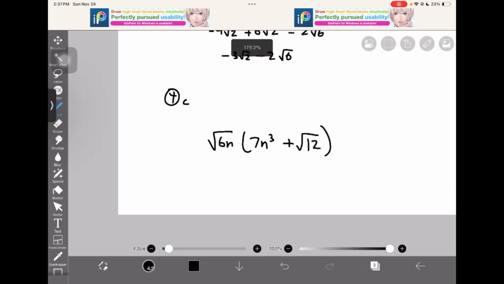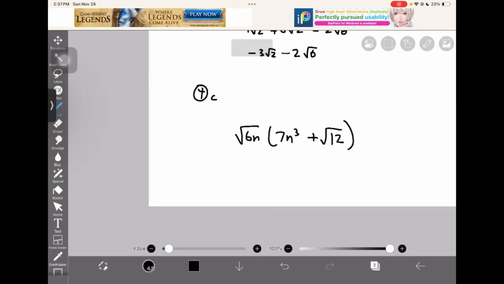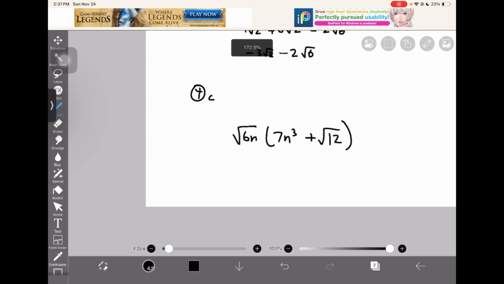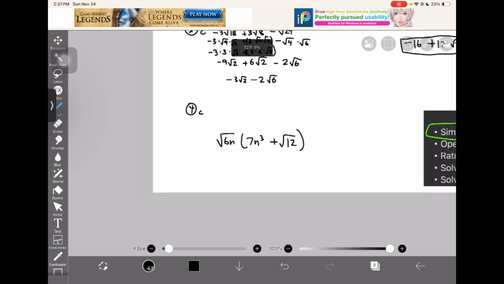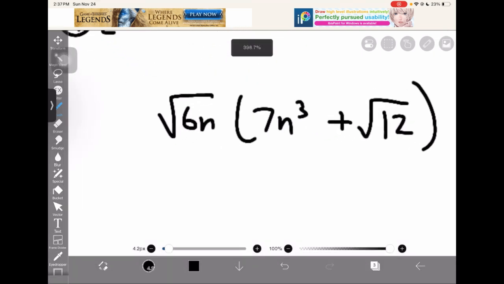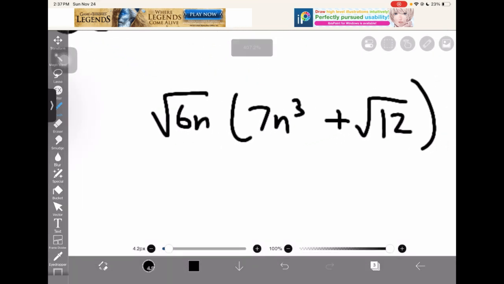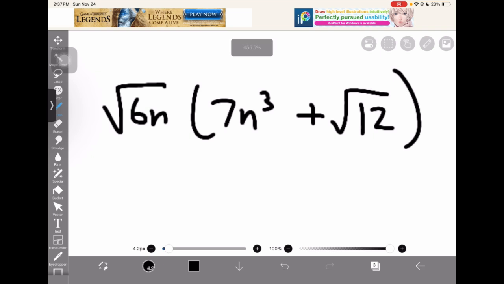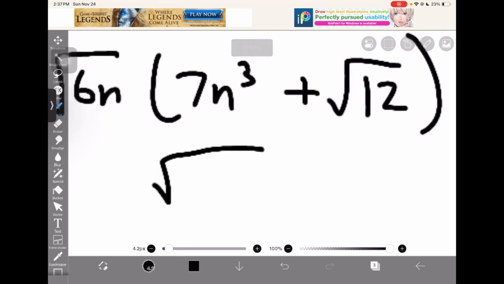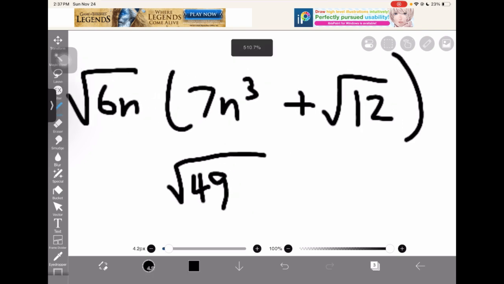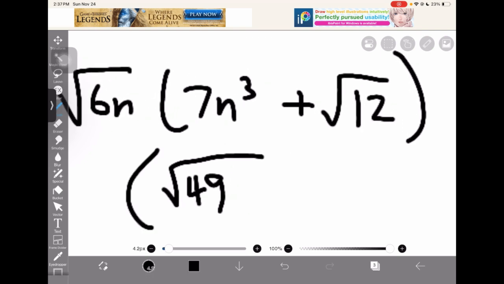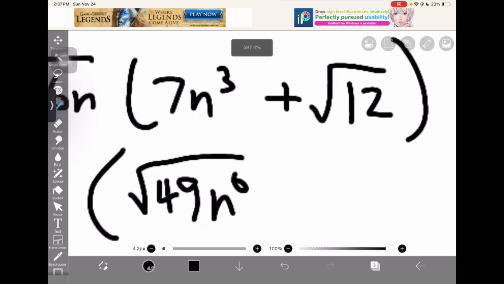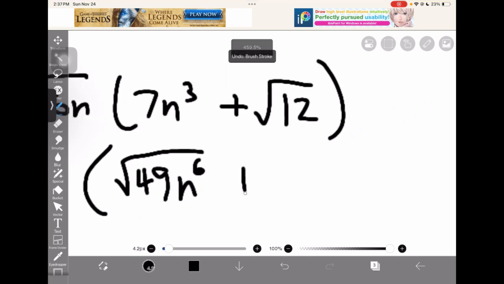Okay, so the last problem is actually pretty confusing. This is how I do it. I don't know if there's a more efficient solution. There probably is. So we have this problem over here, which for me, I like to make everything a square root first. So to make this 7 into a square root, we have to put it as square root of 49. And then n cubed in a square root would be n raised to 6, so that the statement still remains true. Then plus square root of 12.